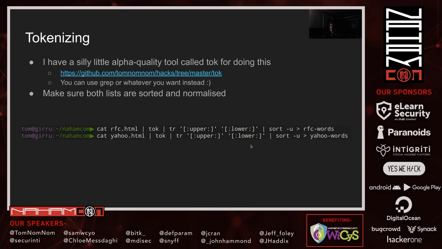Really, we want to extract all of the words from those files without caring about special characters, and quotes, and less than and greater than, all of those things that show up in HTML source. So I have a silly sort of alpha quality tool for doing this called Tok. You just send it text to its input with a pipe, and it outputs words that appear. It doesn't remove duplicates or anything like that.